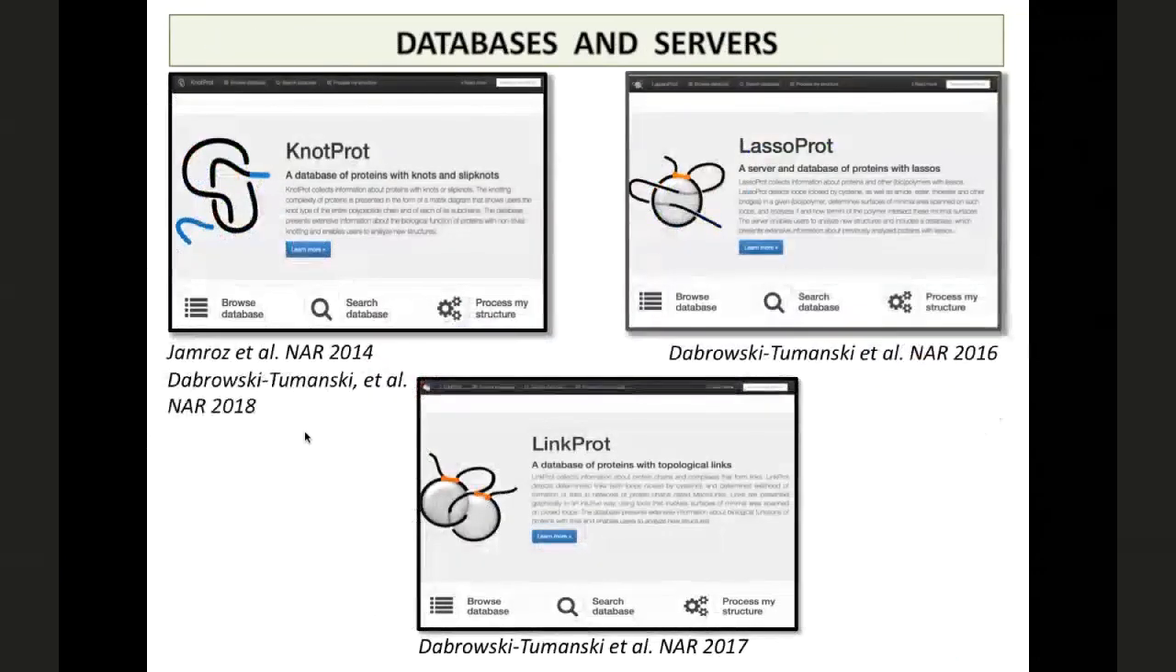And if you would like to find such structures, you can go to KnotProt. We already have the KnotProt tool, which collects all information about knots, and we have also included the knotoids that were developed by Andrzej Stasiak. You can also look for lassos and links in LinkProt.